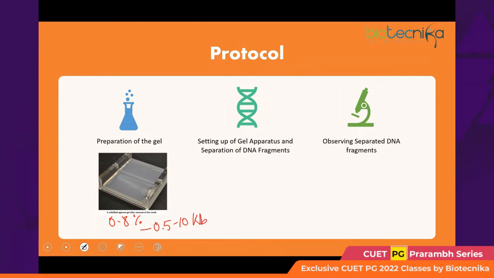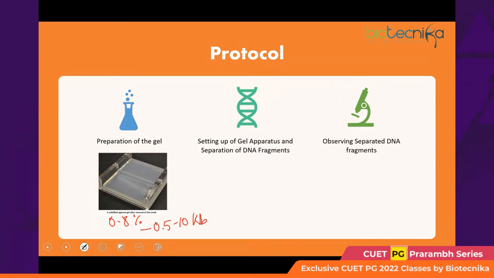Okay. So if we have to separate DNA of bigger size than this, then what do we have to do? We have to make the pore size bigger. For that, we have to add a lower concentration of agarose. But at the same time, if we are looking for separating smaller fragments of DNA, then we have to make the pore size small so that there can be a gradient when the DNA fragments get separated in the gel. In that condition, we will have to add a higher concentration of agarose.